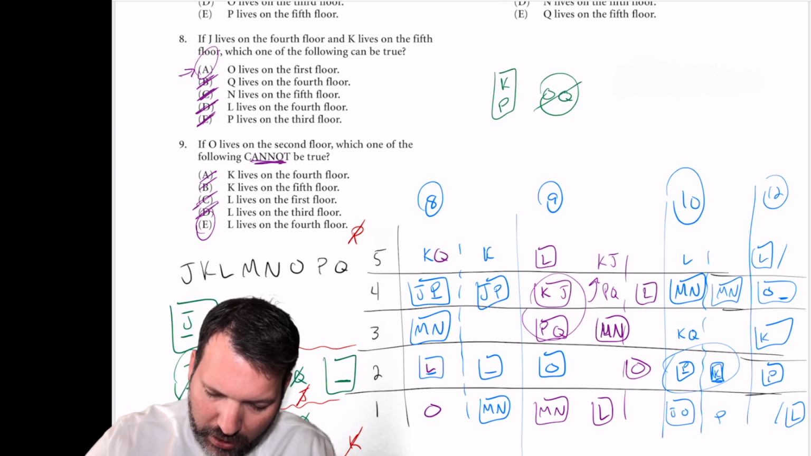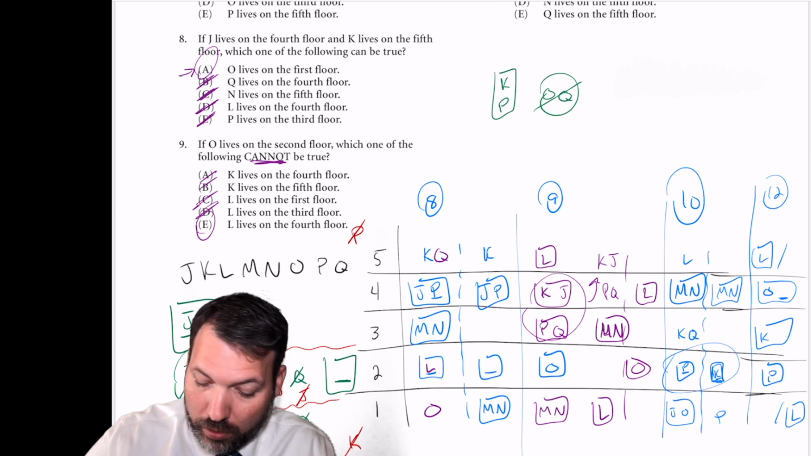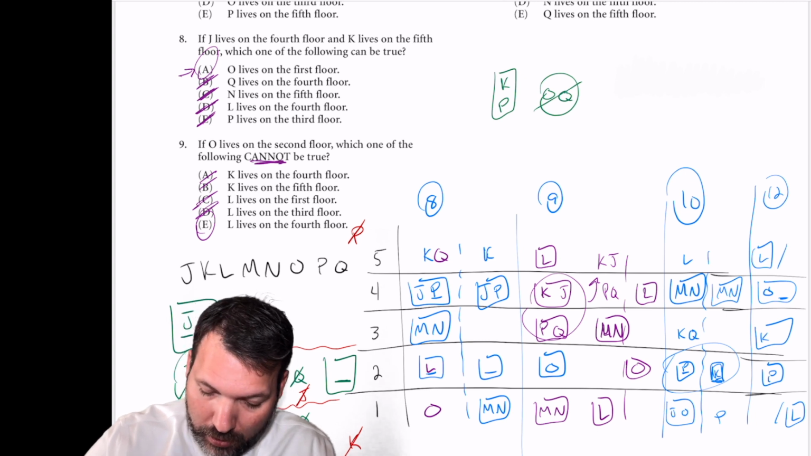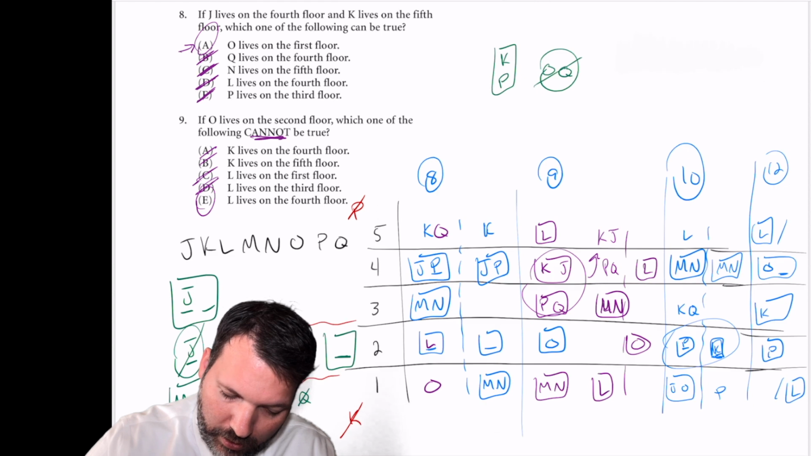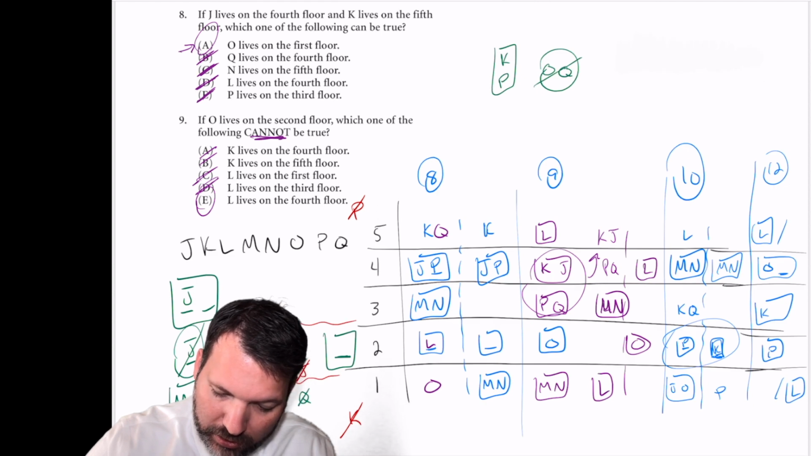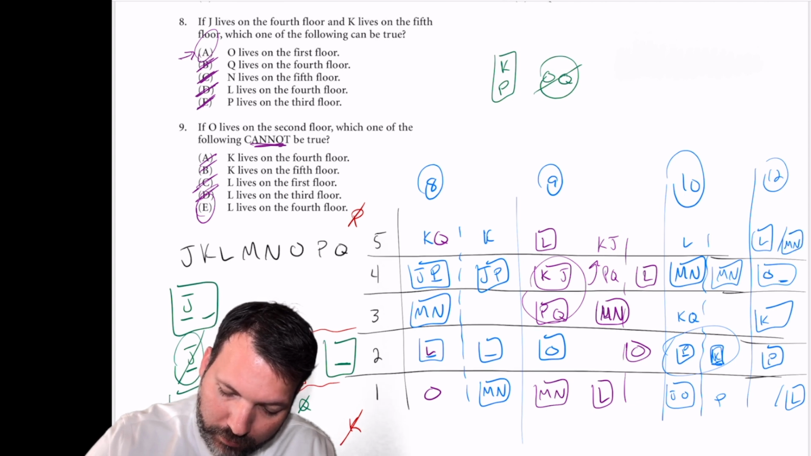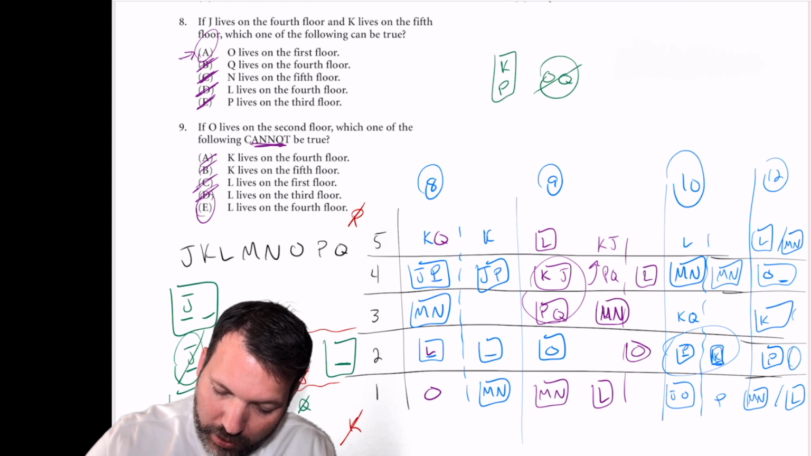J has to be with someone. Could be K, could be O, could be Q. Oh, well, Q can't be with O. So now I feel like we must be missing some deductions in this game. This is just rough every time. Where are we going to put MN? MN is going to flip with L. All right, that's nice. Because, of course, MN can't go here, can't go here, can't go here.